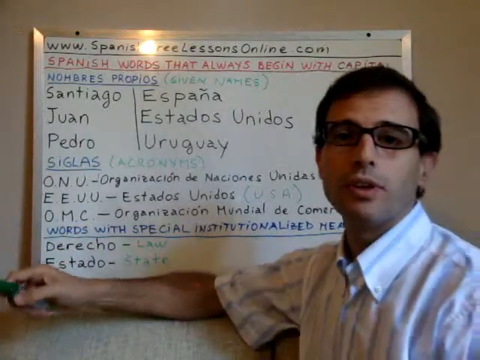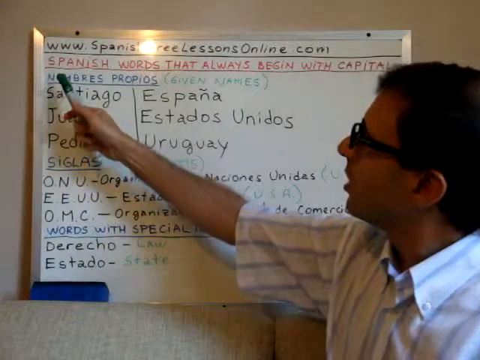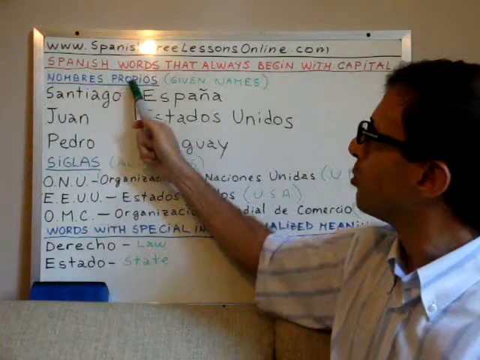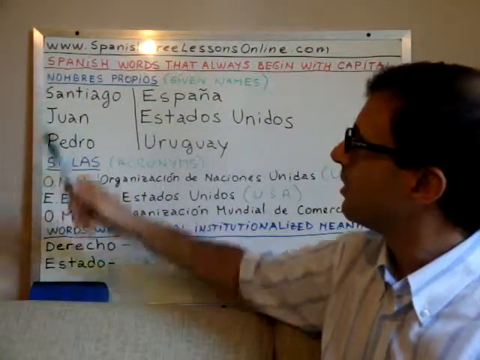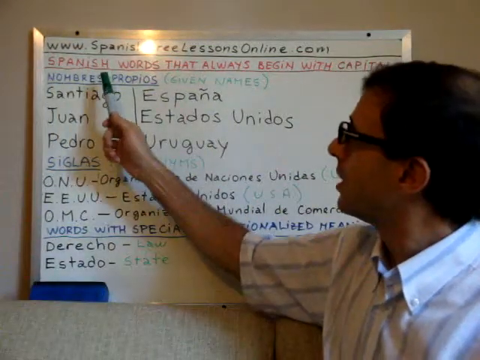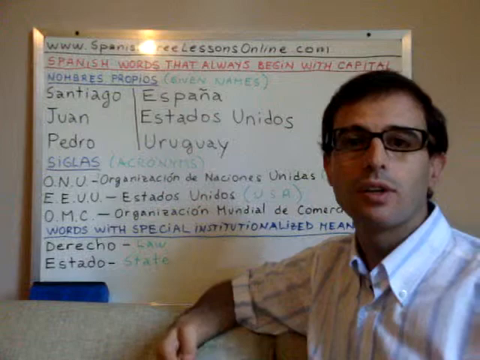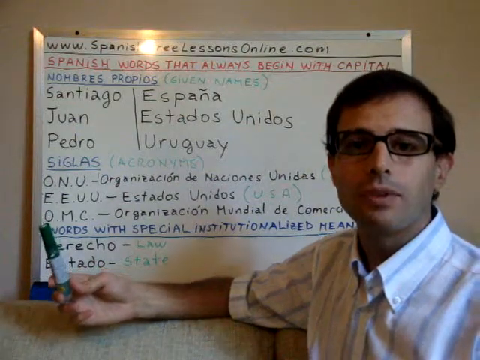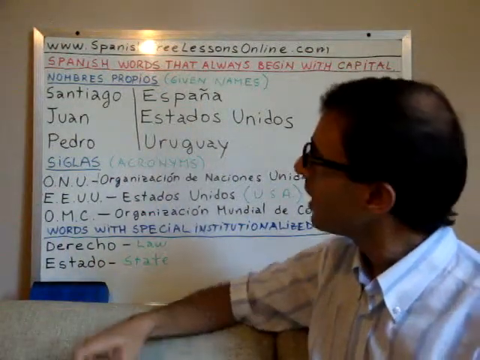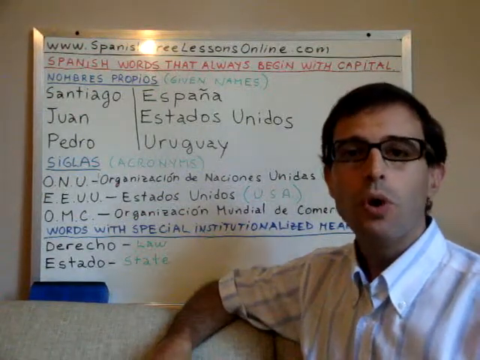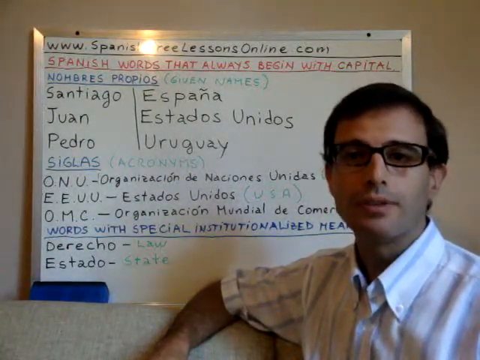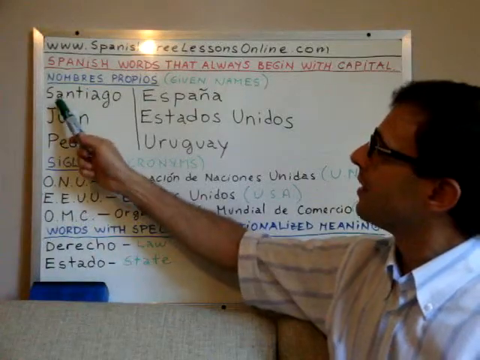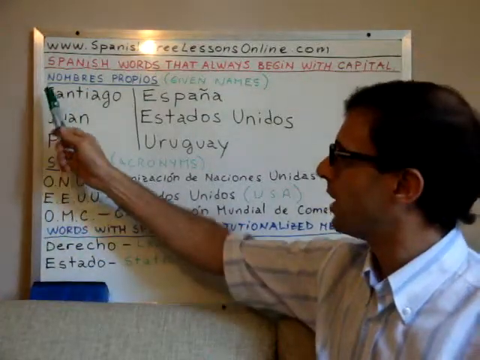So let's begin with the most common one: the given names. In Spanish we call that nombres propios. Nombres means names and propios means own, of somebody's own. So this would mean literally own names, or given names. Given names in Spanish always begin with a capital letter, the same as in all other languages that I know at least. So Santiago will always begin with an S.